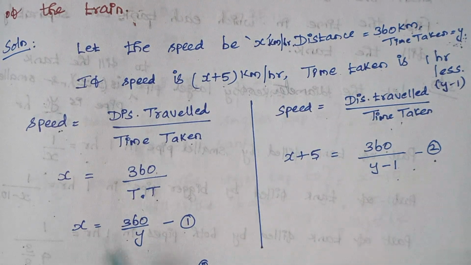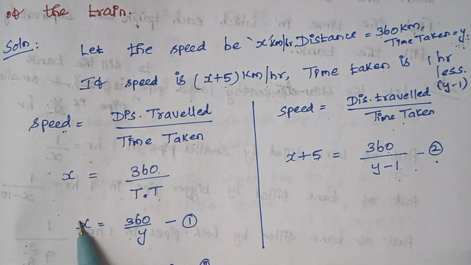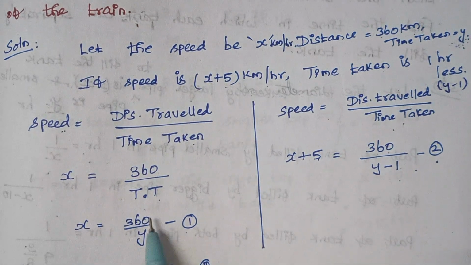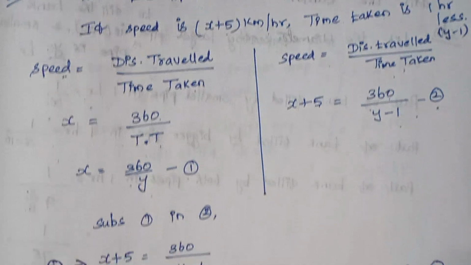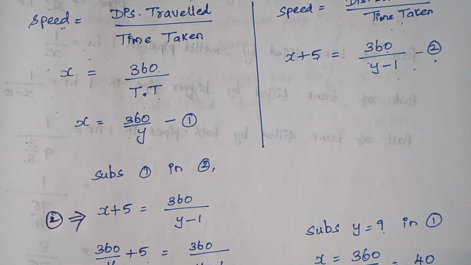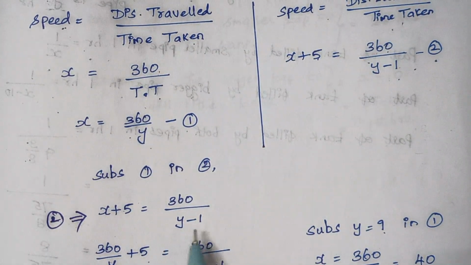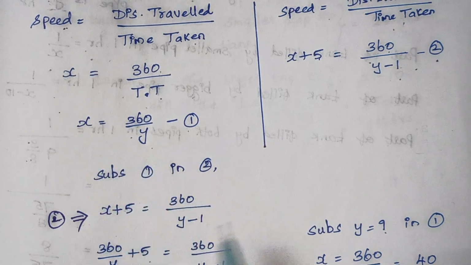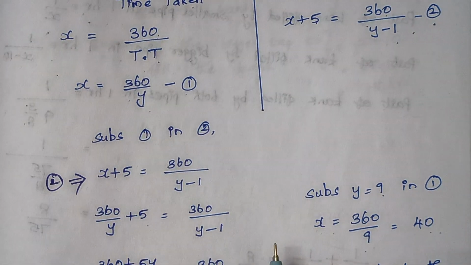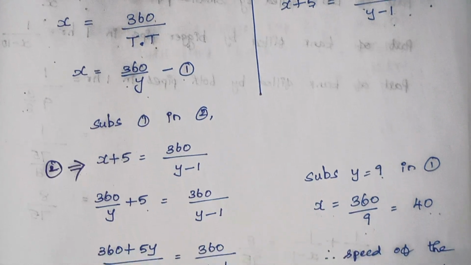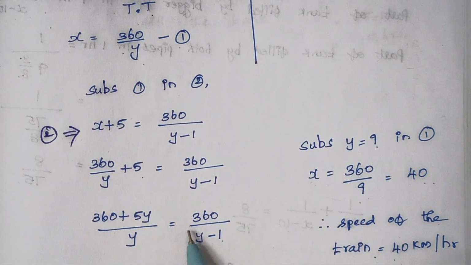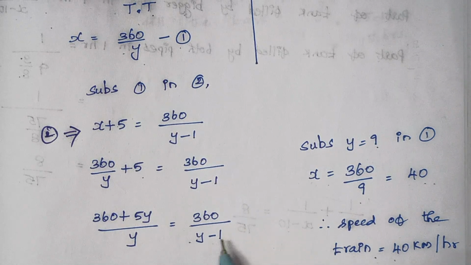Now we are going to substitute the value of x, that is, x is equal to 360 by y. We substitute this value in this equation. Equation 2 is x plus 5 is equal to 360 by y minus 1. Now in the place of x, I am going to replace it by 360 by y. Now we are going to take LCM. So 360 plus 5y by y is equal to 360 by y minus 1.